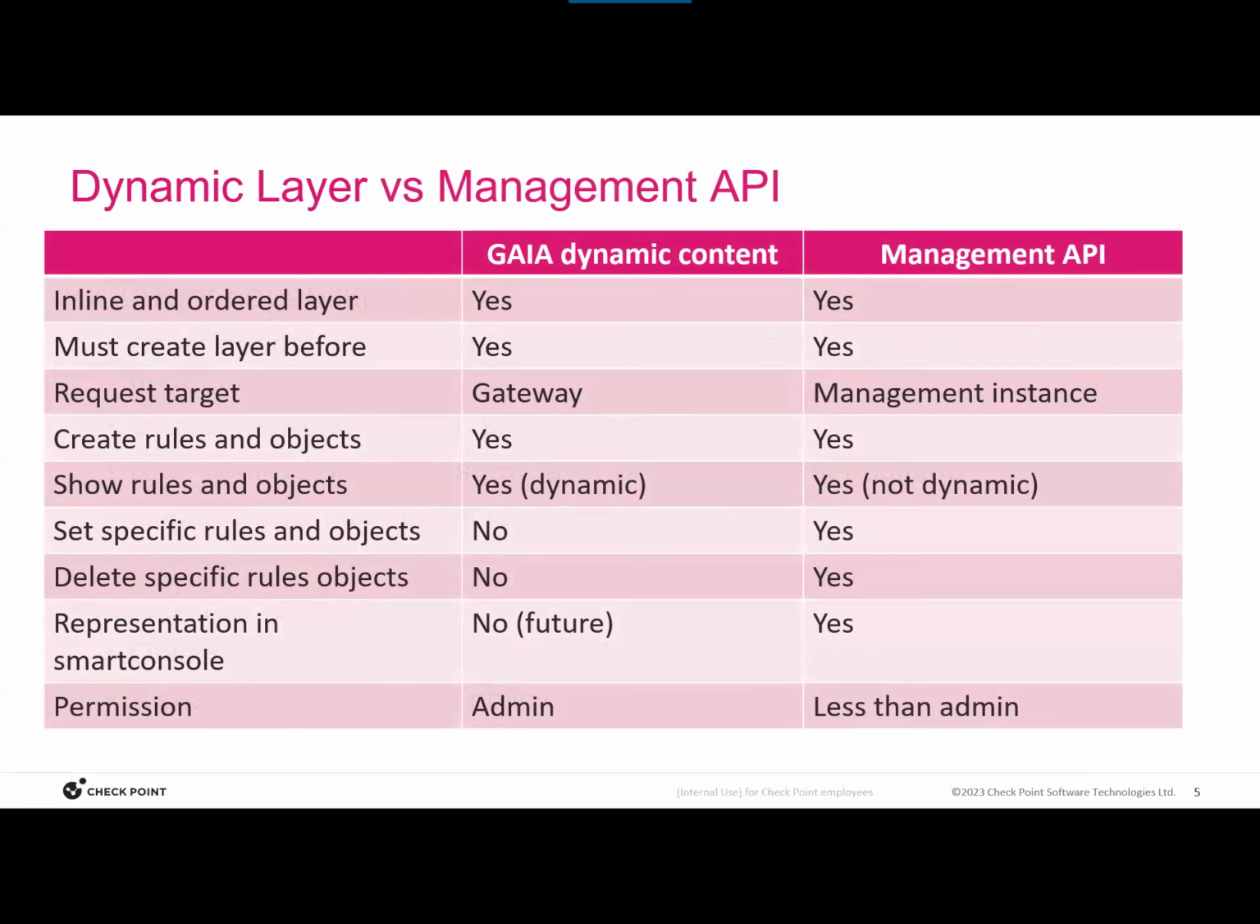So I put together a table. By the way, there's a document that matches all this information that spells all of this out. But some important differences is that, of course, this has got to be designated as a dynamic layer. You're making the request directly to the gateway, obviously. The specificity around rules and objects is not there. You're actually setting everything within that layer. You're replacing it every time. It's not as though you can alter an object that you created or a rule that you created in a previous request. You're just doing a wholesale replacement.